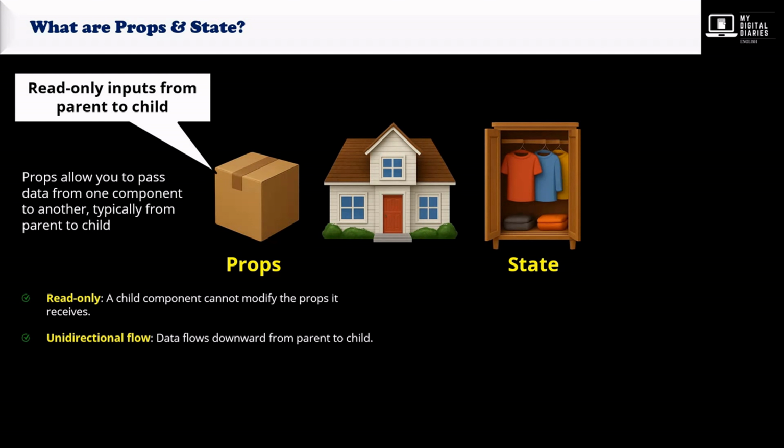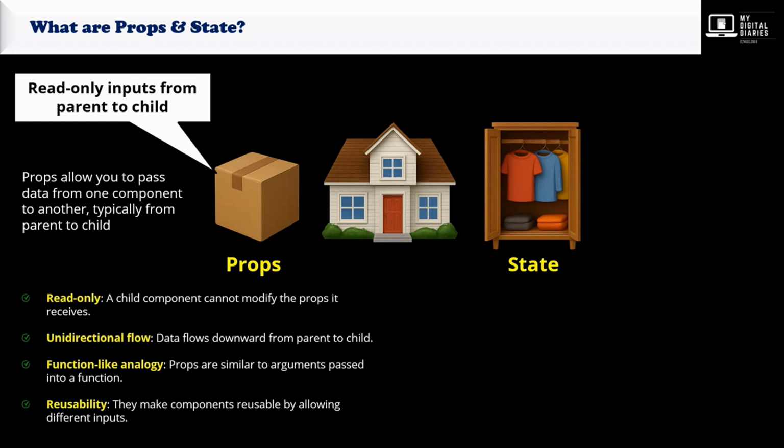Unidirectional flow. Props follow a unidirectional data flow. That means data moves only in one direction, and that is from parent to child. This makes debugging and application behavior very easy to understand. Function-like analogy. Just like a function receives values as parameters, a component receives values through props. Reusability. Props make components reusable. The same component can behave differently just by receiving different props.